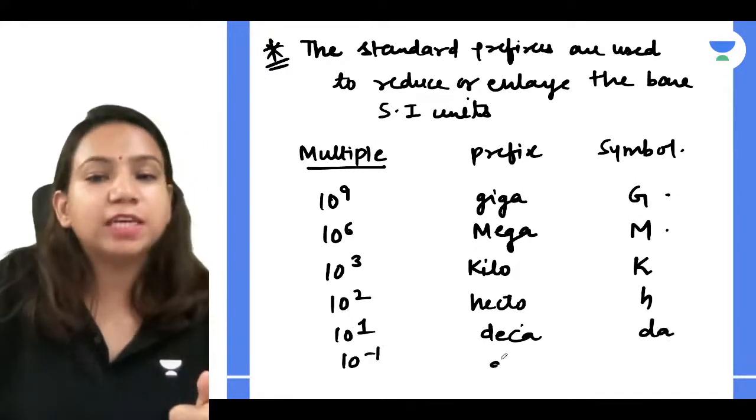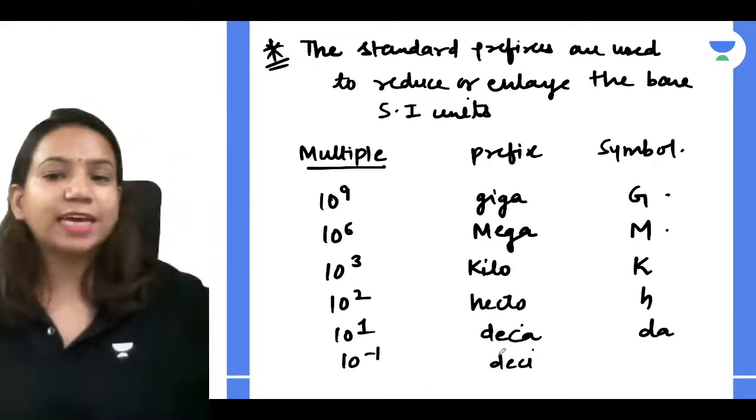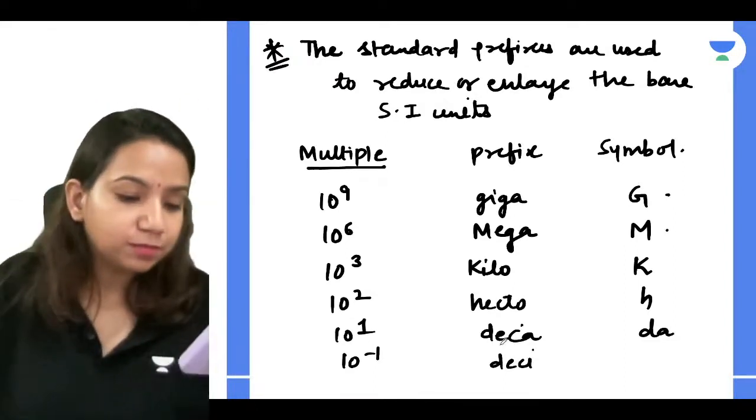10 to the power minus 1 is deci. So deca and deci: 10 to the power 1 is deca, and 10 to the power minus 1 is deci.